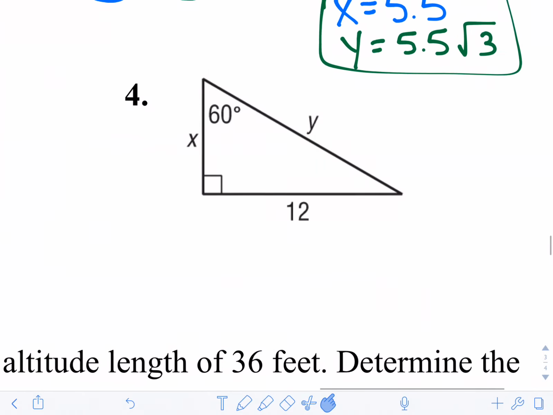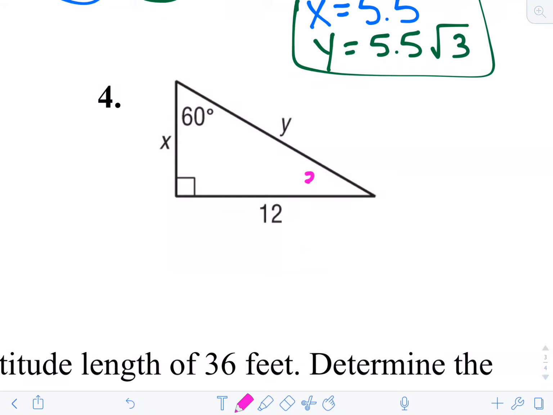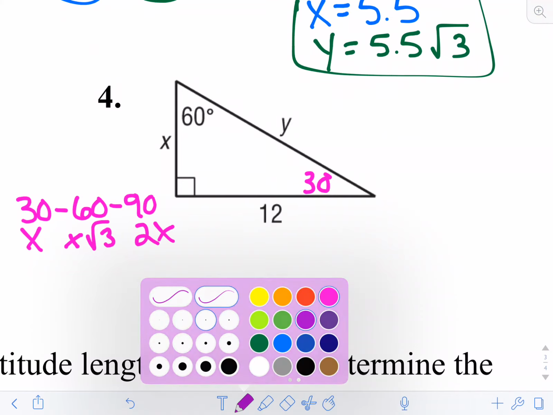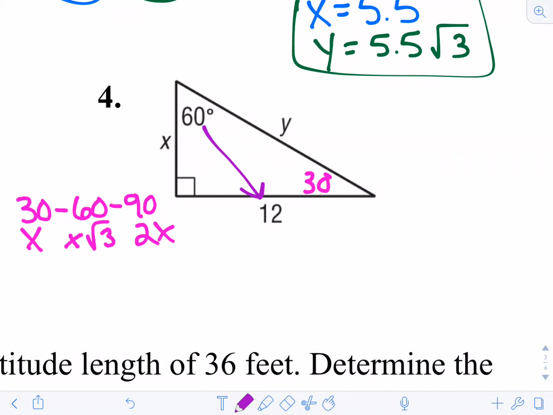Okay, number 4. Again, first thing you need to do is label your triangle and write down your shortcut: 30, 60, 90, x, x square root of 3, 2x. Then we write down what we know. I know across the 60 is 12. There is no square root of 3 on here, so it doesn't line up at all.